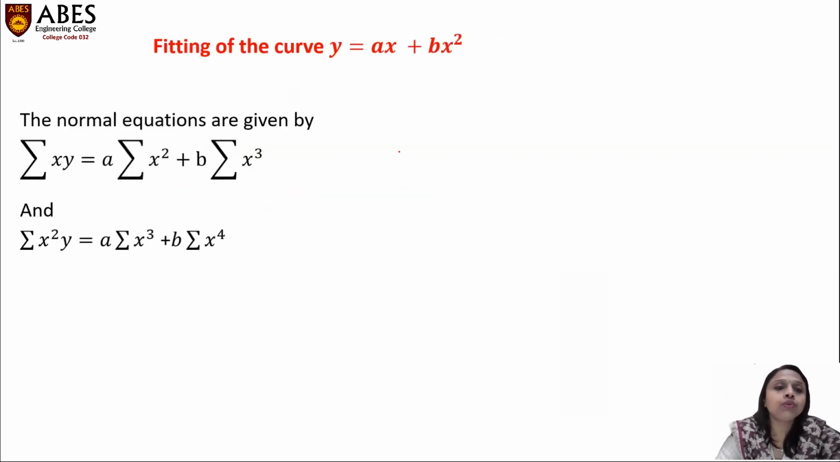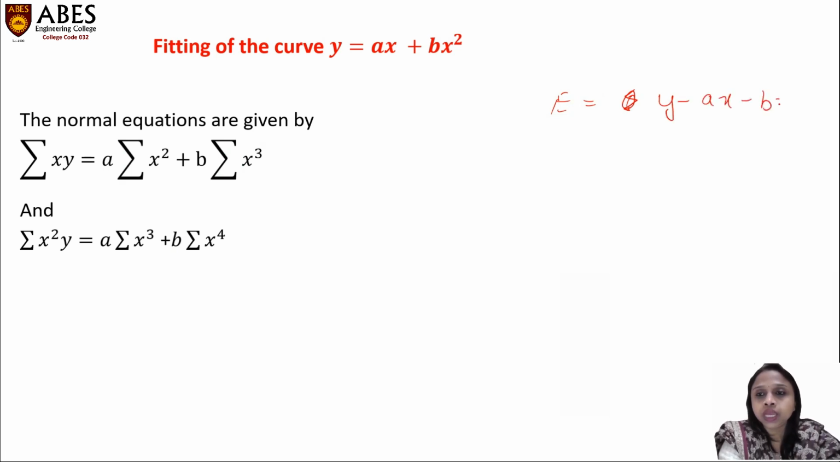Similarly, we have one more curve. We can have plenty of curves like this. So I'm discussing one more curve, that is y equal to ax plus bx square. As we have done the method of least squares earlier for straight line, for this also we will solve and find the normal equations in the same procedure. We will consider the error for this, that is sum of errors. Error will be y minus ax minus bx square. Now taking the sum and considering it square, we can solve it by method of least squares.